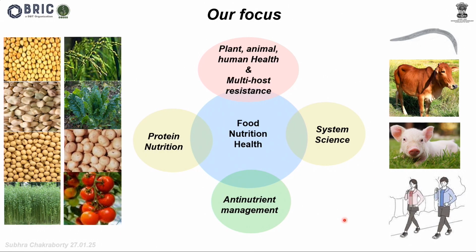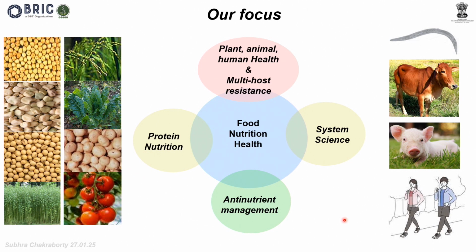Now, I am going to talk about what we have been doing in our lab. We are interested in working on plant, animal and human health connecting multi-host resistance, which is what I will be talking about today. We have been working on protein nutrition, which is very important. I don't have time now, maybe next time I will discuss it at length, where we are running a mission program to come up with rice varieties with more protein and essential amino acids. We have also worked on anti-nutrient management earlier, where an anti-nutrient like oxalic acid is a health concern for humans. If we eat more oxalate-rich food, it leads to kidney stones and many other diseases.